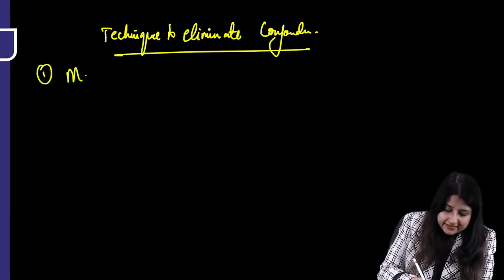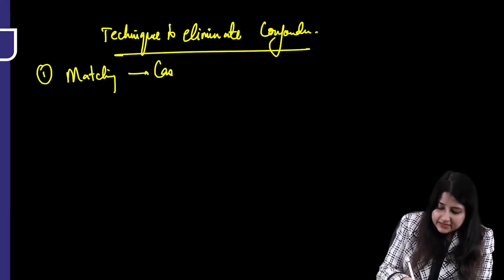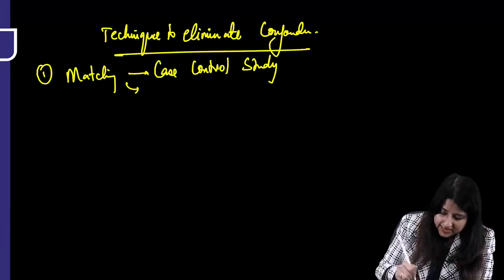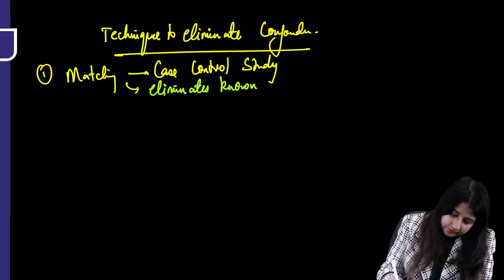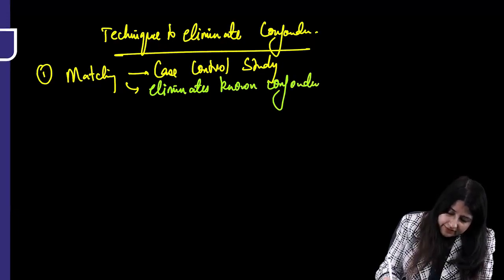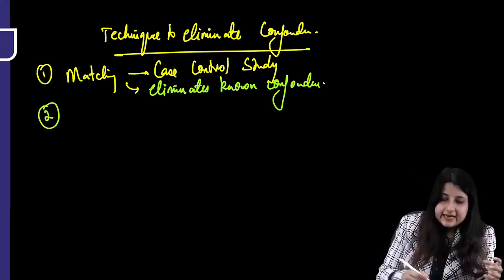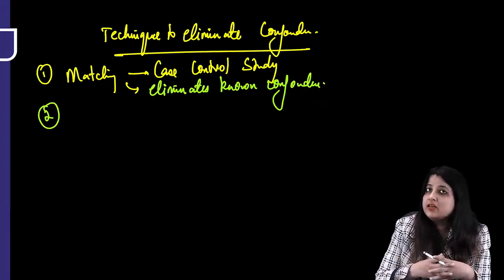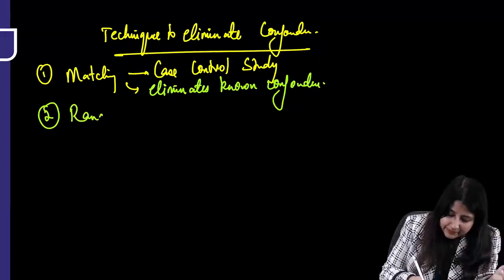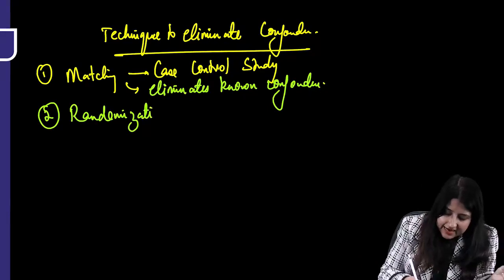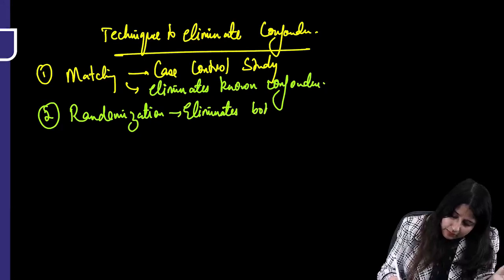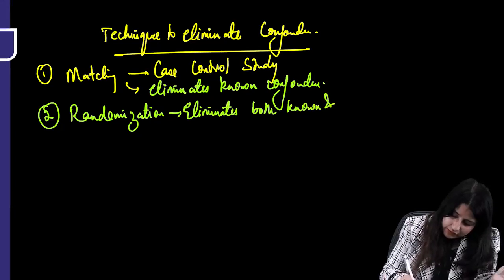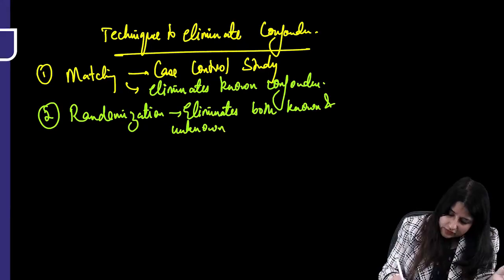Number one is matching. It's only done in a case control study design. And when you talk about matching, it only eliminates the known confounders, everybody, only the known confounders. It will match the cases and controls in every possible variable. Then there is randomization, which we are just going to study. Randomization eliminates both known and unknown confounders.